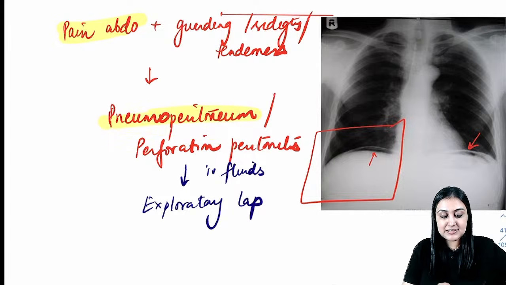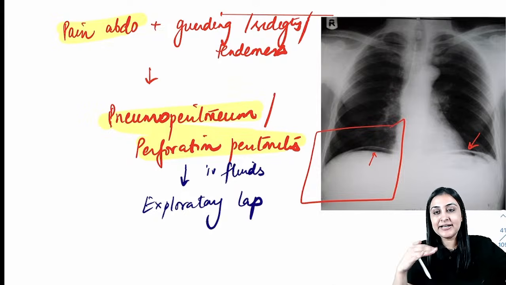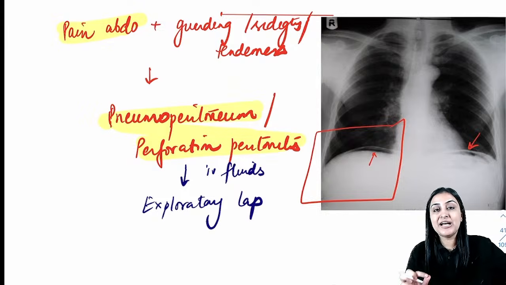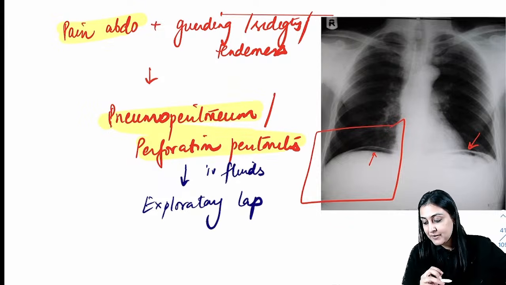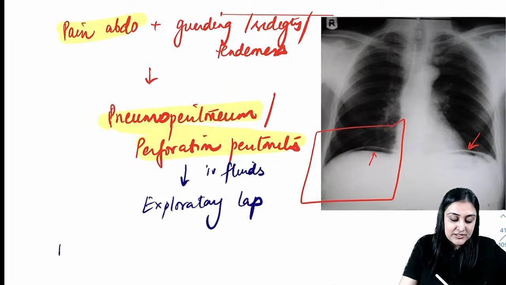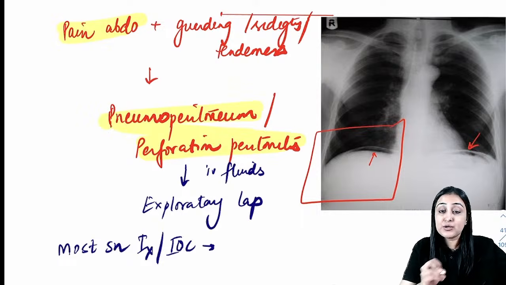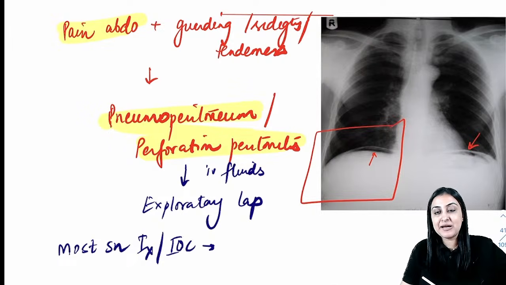This is what they will trap you in. Everybody knows this is pneumo, everybody knows you have to explore, but in the options they will hide IV fluids somewhere, and we will get this wrong. Such questions we don't have to mark wrong in the exam. If I ask you what is the most sensitive investigation, or the investigation of choice, if I couldn't pick up air but still I'm suspecting that there's pneumo, what is the investigation that you would want to do?